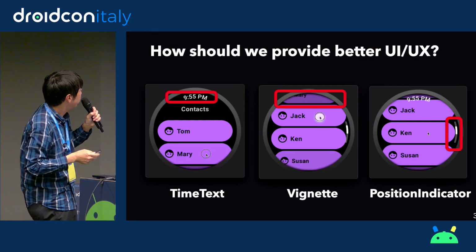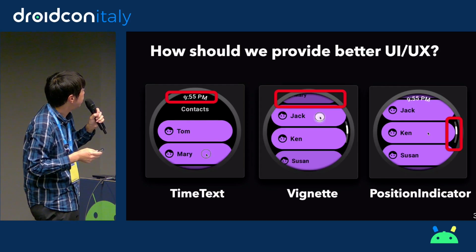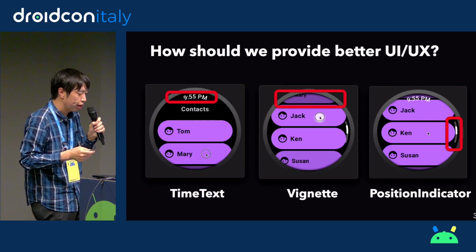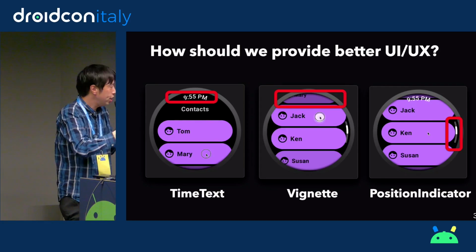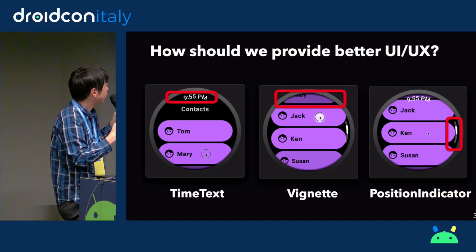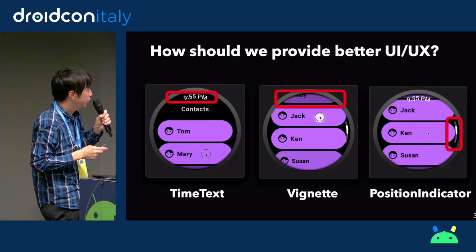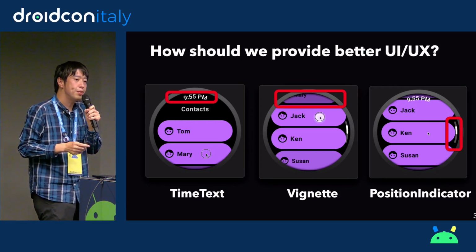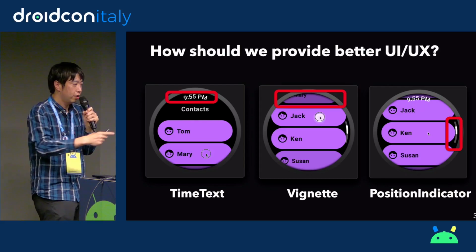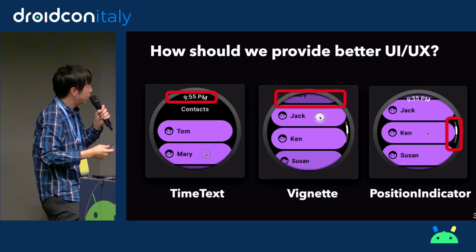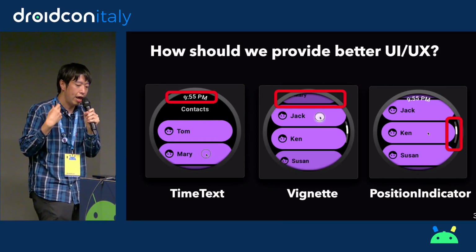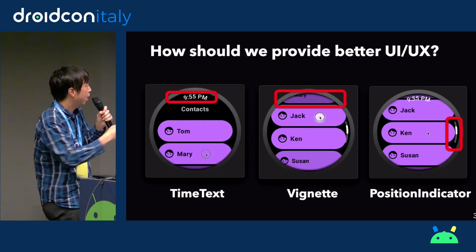And the second point is vignette. It means that at the edge of the screen, we have to add some blur like this. And the third point is position indicator. Sometimes our apps include these long lists. So we have to show our current position like this.